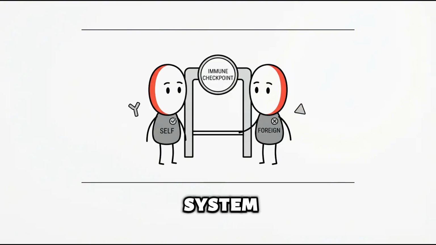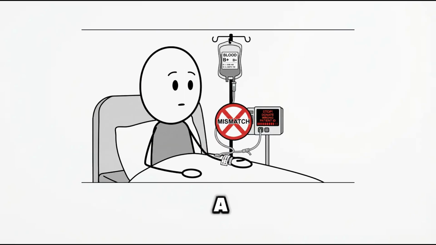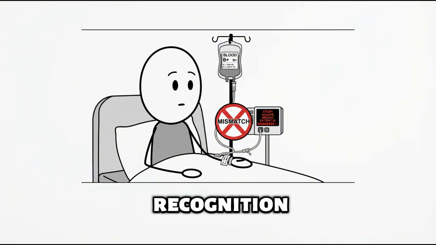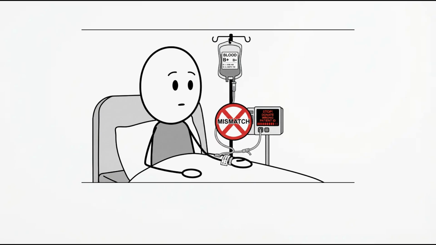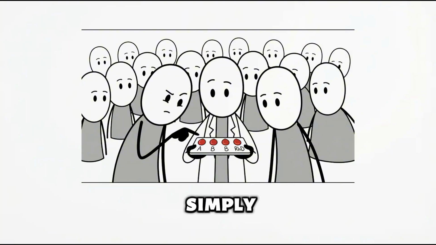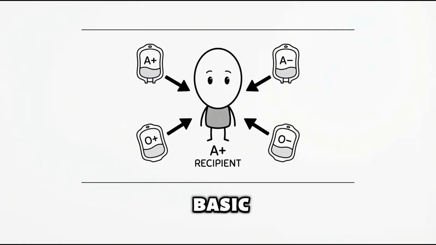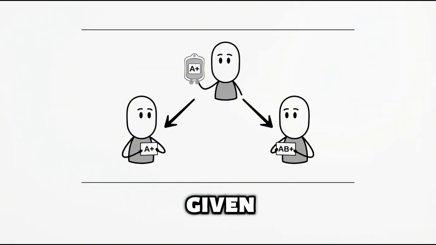Everyone has an immune system that distinguishes what belongs to the body from what comes from outside. During a blood transfusion, however, this recognition process can become dangerous if a patient receives the wrong red blood cells. A person with A plus blood cannot simply receive cells from anyone merely because all blood looks red. Under the basic ABO and RhD classification, a person with A plus blood can receive red blood cells from A+, A-, O+, and O- donors. A+ red blood cells can be given to people with A+ and AB+ blood.